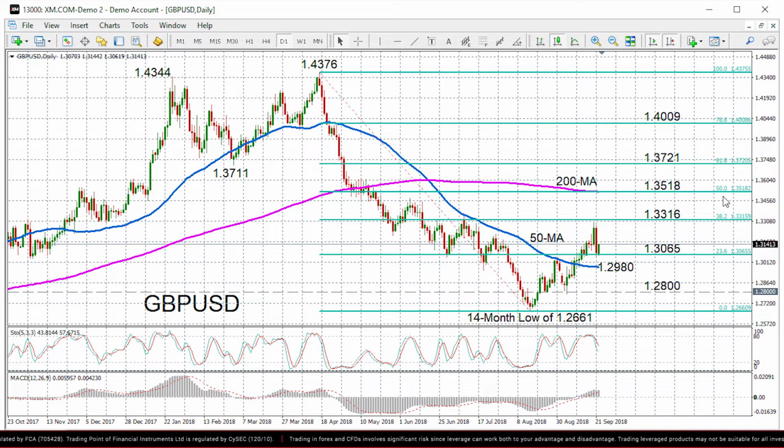And then we have the 50% Fibonacci after that at 1.3518, which is also where the 200-day moving average has currently a flat line. If we were to see a break above the 50% Fibonacci, that would signal a shift to a bullish outlook in the medium term.